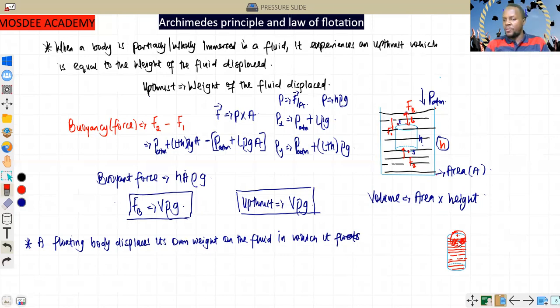So if we try to draw the free body diagram, the weight of this is acting in this direction, and the buoyant force is acting in this direction. Because of equilibrium, the buoyant force FB balances out the weight of that particular solid, which is W. Everybody knows the formula for weight: mg. We have just derived the formula for the buoyant force. The formula of buoyant force, which is upthrust, is V rho g, equals the weight, which is mg.